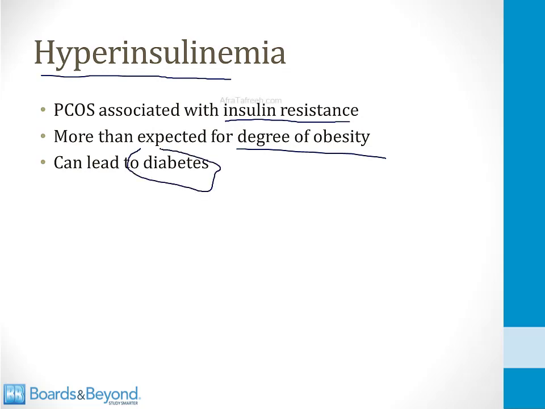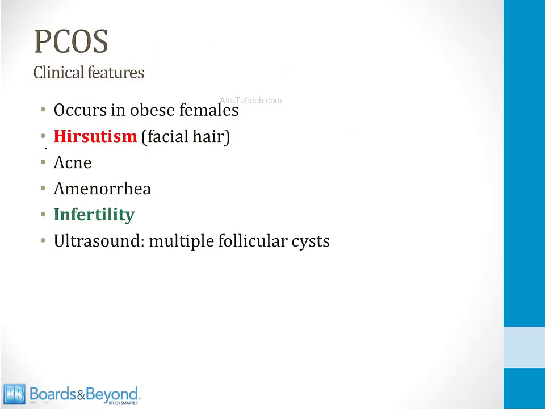I've always thought of it as a side issue to the hormonal problems. So in this slide, I've summarized the clinical features, all of which were indicated on the last slide. This classically occurs in obese females. They develop hirsutism, which will present as facial hair. There is acne. They will have amenorrhea, and they are infertile. And on ultrasound, you will see multiple follicular cysts.